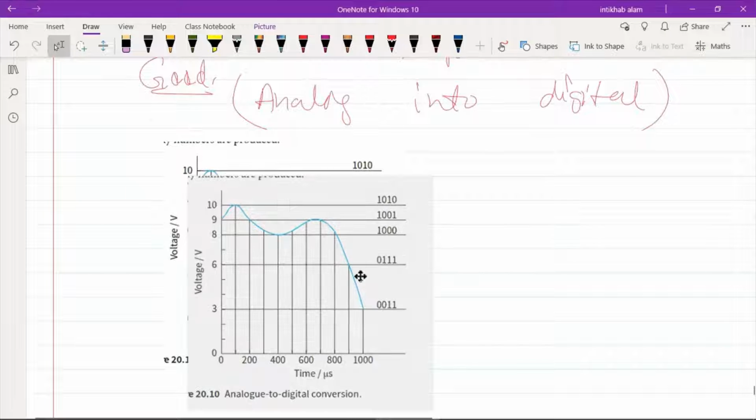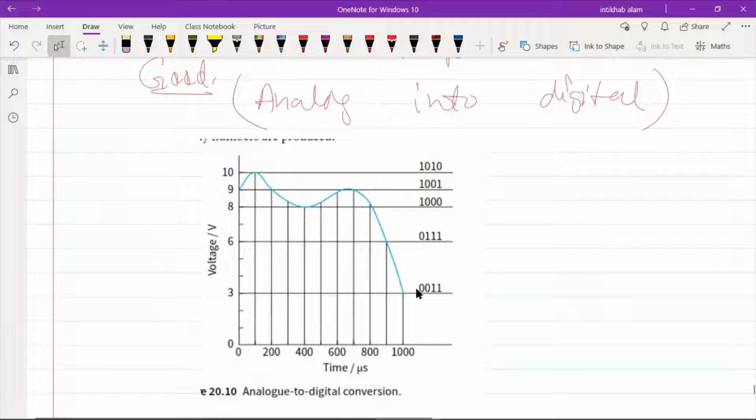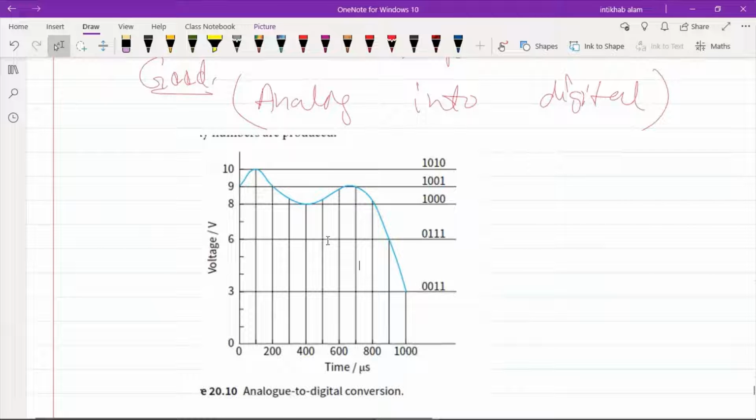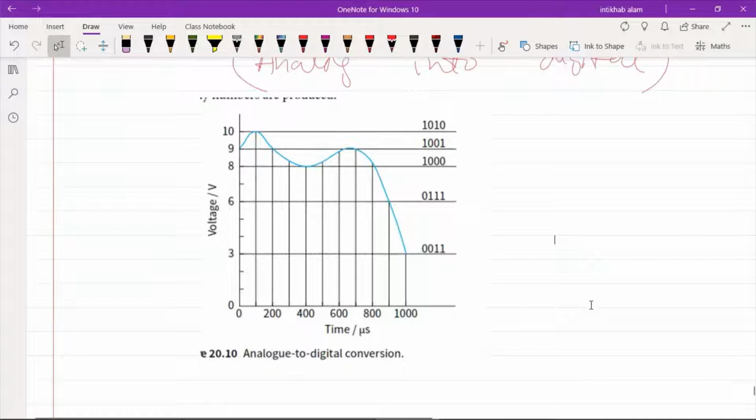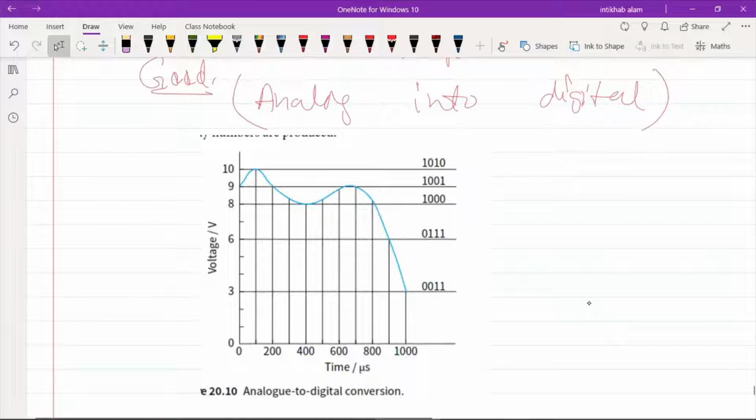I'm sharing this figure exactly from your book. This example is there in your book as well, and we can use different examples for this purpose as well. So when the signal is plotted, the blue line is your signal, and it is plotted with time on the horizontal axis and voltage on the vertical axis. The value of the voltage at 0 time is 9 volts, and then it becomes 10 at 100 microseconds. Then at 200 microseconds, the value is different. So you can read the values at different intervals.